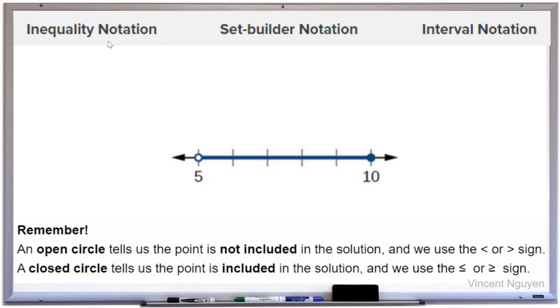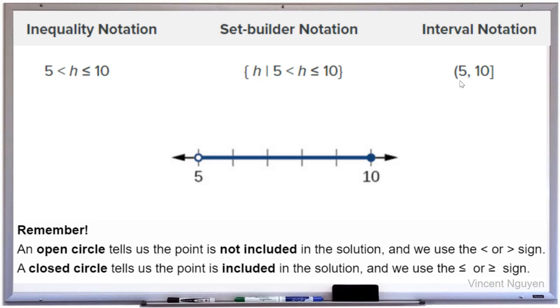The first one you already know, the inequality notation. We learned this in previous grade levels, right? We learned how to use inequality notation to indicate the values that the variable falls between. So for this example, the variable falls between 5 and 10, including 10, right? Set builder notation is very similar to inequality, except it has the curly brackets on the end, and as you can see, the inequality is exactly the same. So how do we read this? We're going to learn how to read this, right?